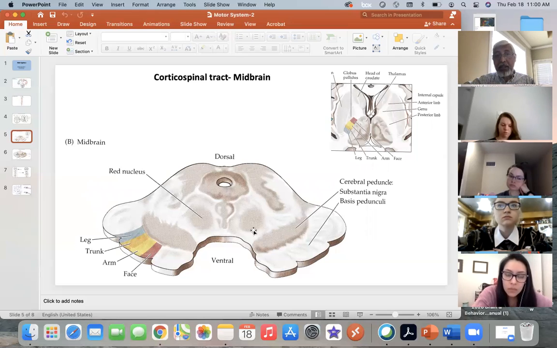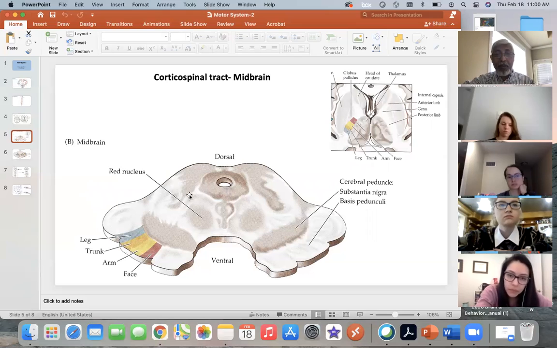But midbrain, the cavity in the midbrain is called cerebral aqueduct. So this is the cavity of the brain, cerebral aqueduct. This is called the tectum. Do you remember we talked about the tract we call tectospinal tract? This is the superior colliculus here. Anyway, you don't have to memorize them, but red nucleus is absolutely important, and cerebral crus is absolutely important.